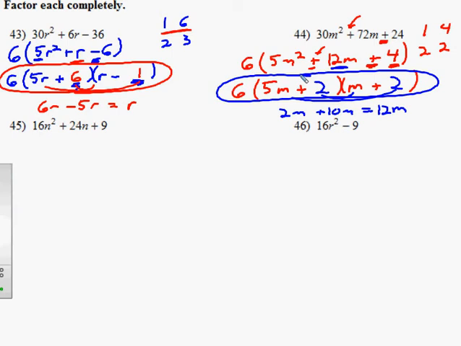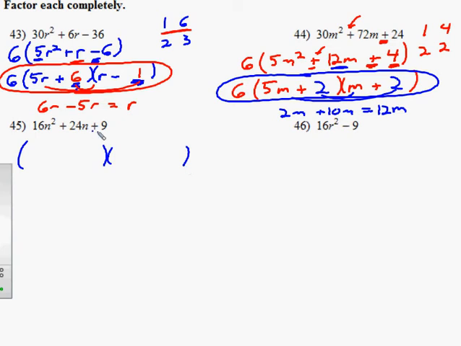Coming down to the next one, hopefully all this practice is helpful. We first want to see if there's a common factor. We have a 16n squared, a 24n, and a 9. Nothing goes into all three of those, so there is not a common factor, so we just skip that part, and now we can see if we have some factors that will multiply to equal this.